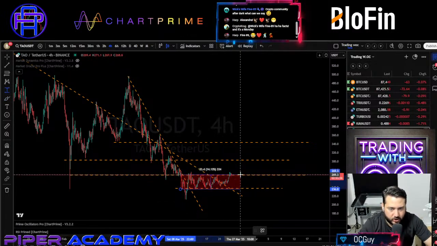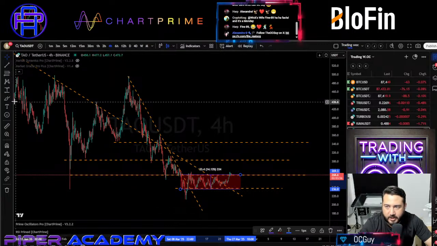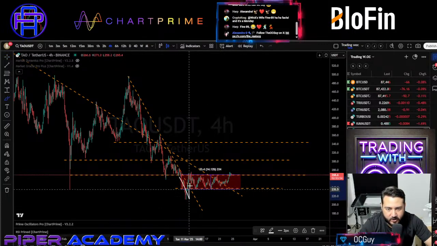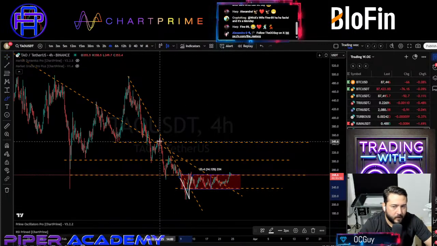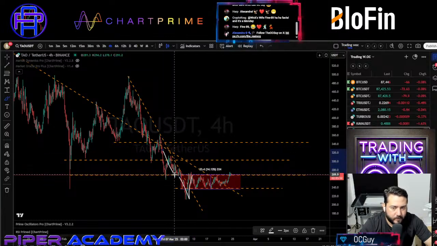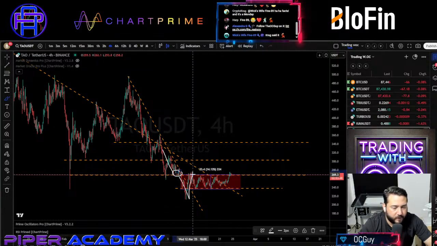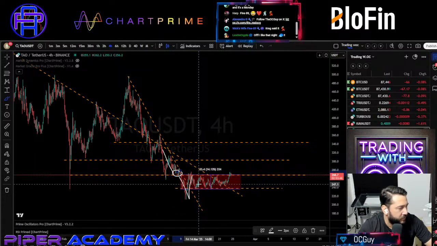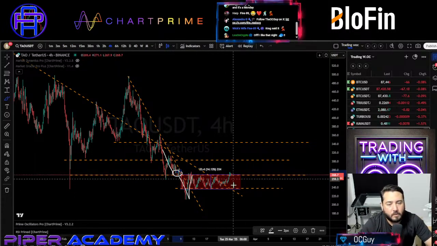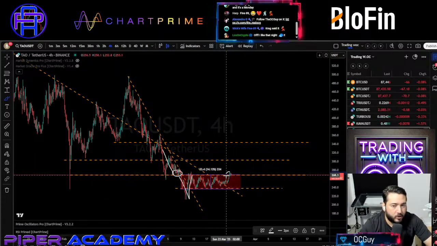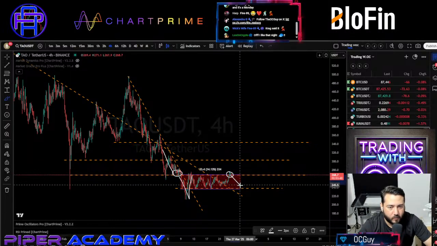We have a range. By the way, guys, this range has a V-shaped recovery coming down. Itty bitty range, V-shaped recovery equals 70% chance of ranging. All right. So what are we looking at here? At this point, we're looking to short this area all the way down here.